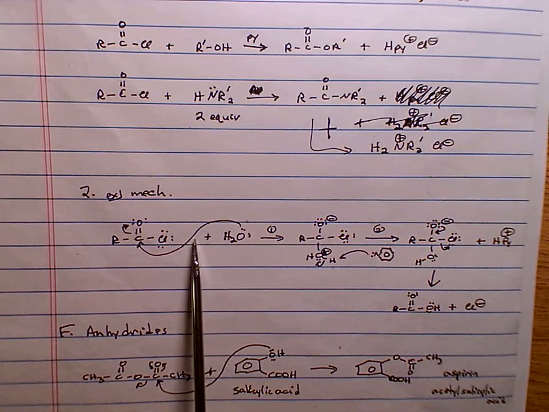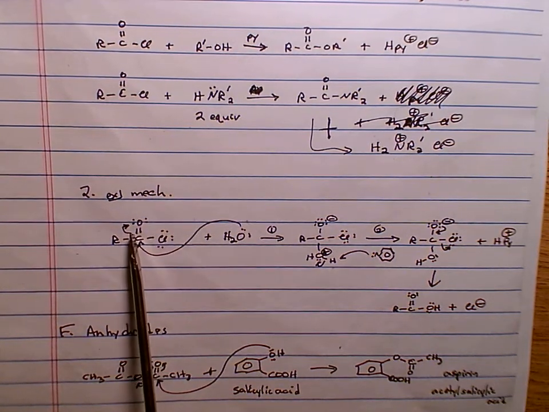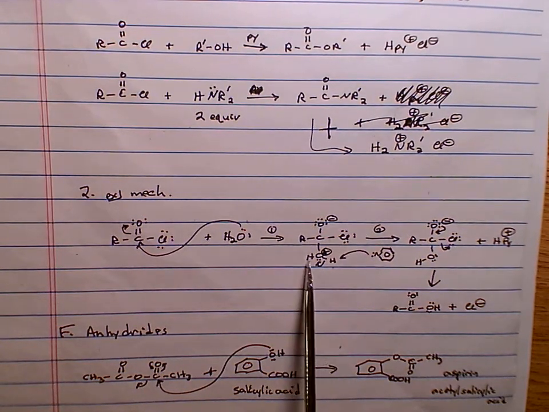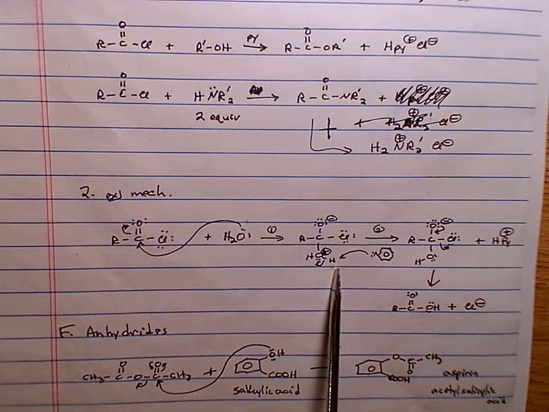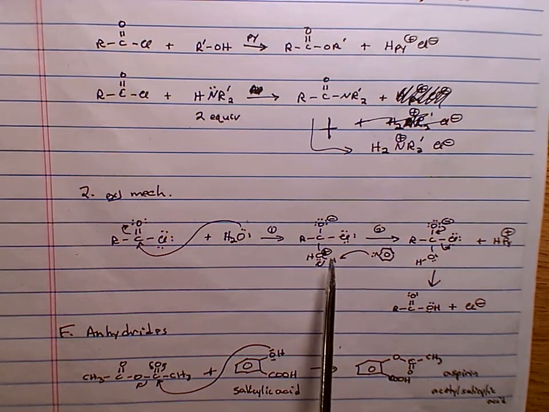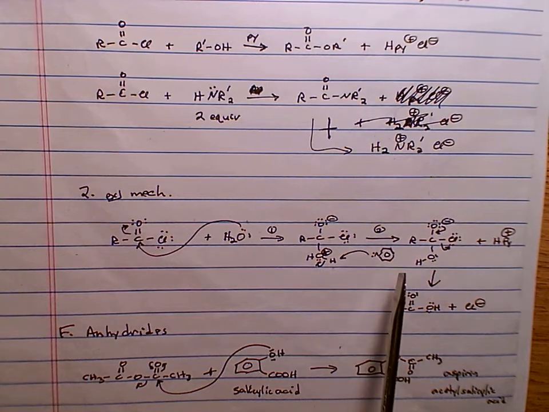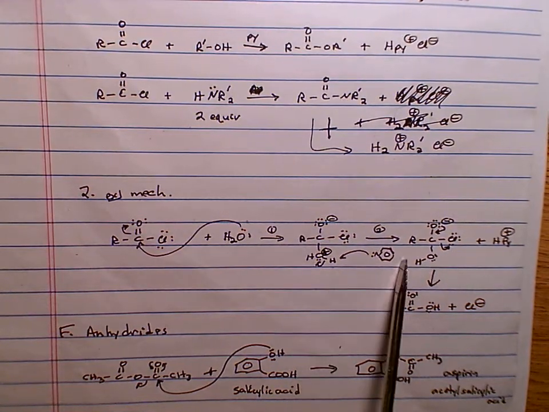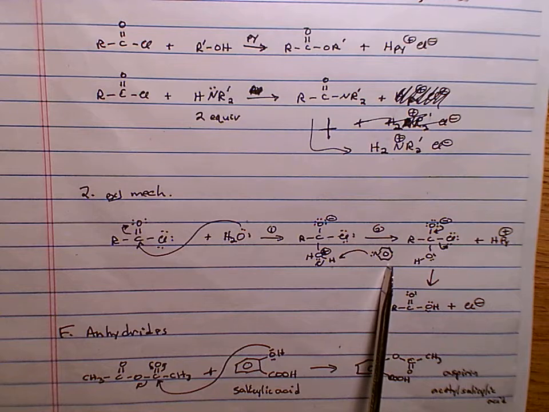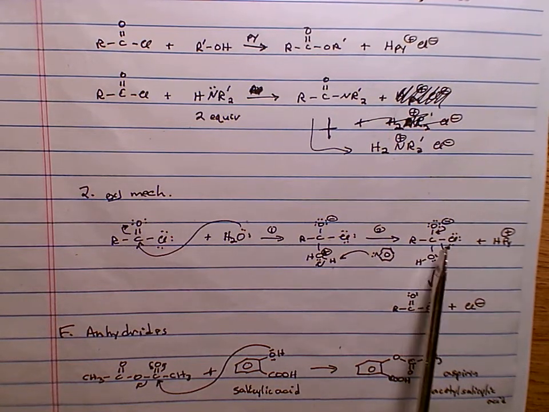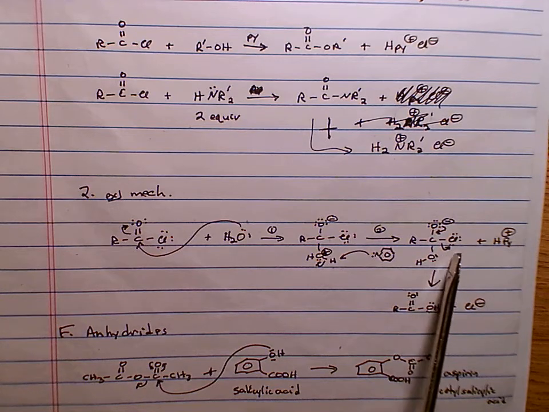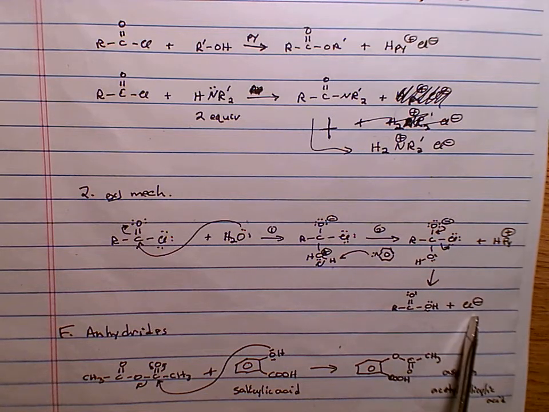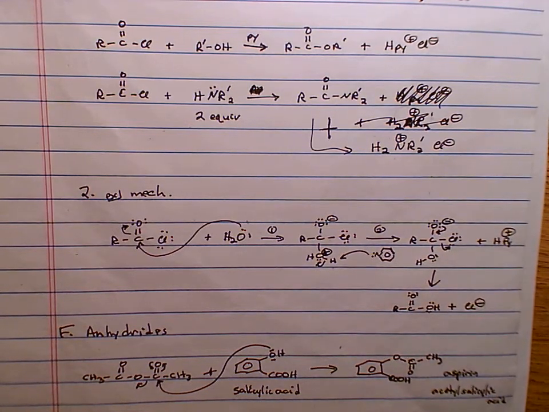Water can come in and attack an acid chloride, attacking the carbonyl carbon. The pi bond breaks to form the negatively charged oxygen right here. The H2O is on there, but note that oxygen has a positive charge. Then a pyridine can come in and take that hydrogen to make this an OH. We get this deprotonation reaction. After the deprotonation reaction, the pi bond reforms and the chloride gets kicked off. That gives us our carboxylic acid plus the chloride plus our protonated pyridine compound.